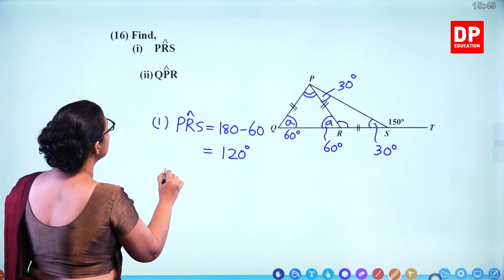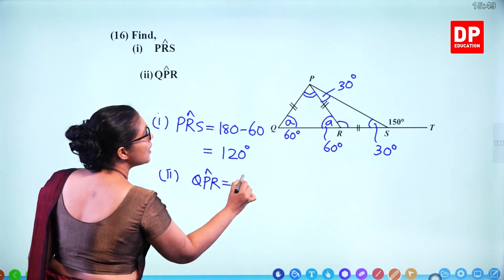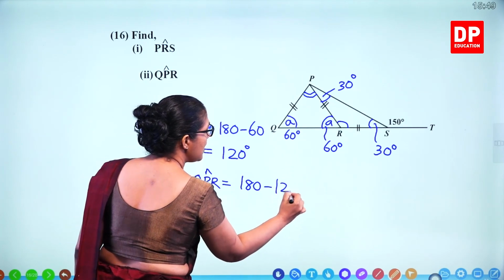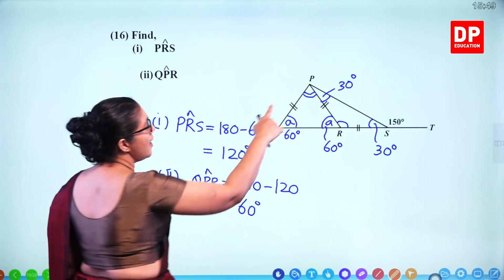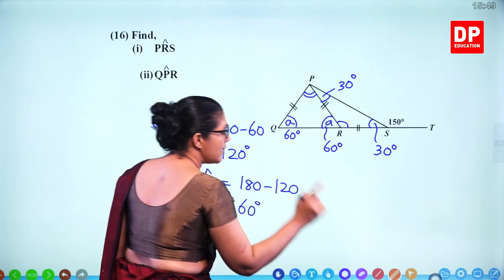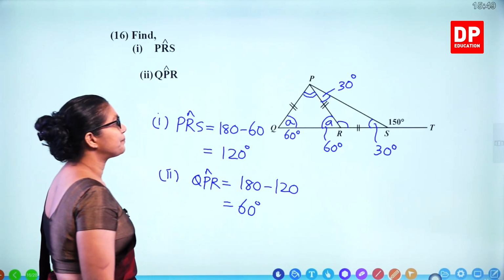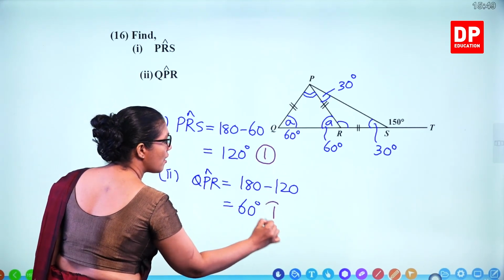So what is QPR angle? 180 minus 60, 60, 120. So you get 60 degrees. Actually, this is an equilateral triangle. 60, 60, 60. So you get 1 mark here, 1 mark for this answer.